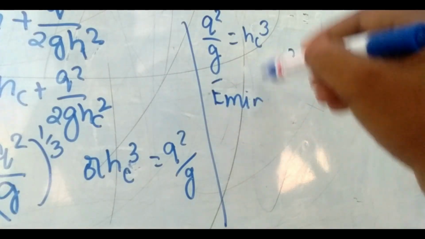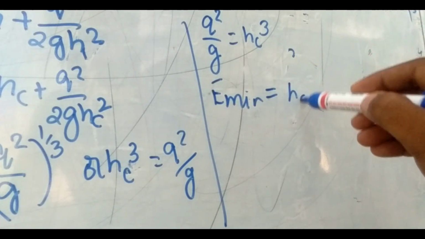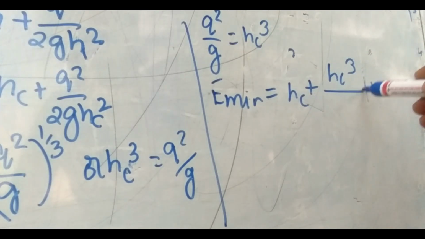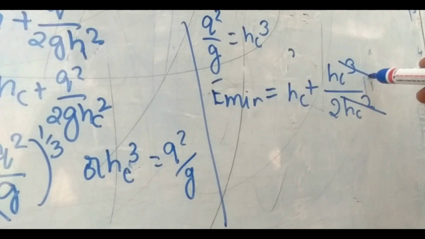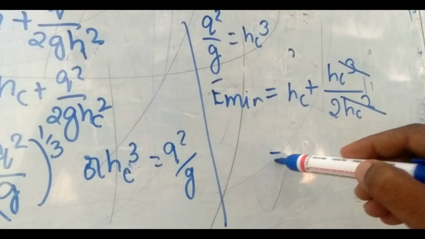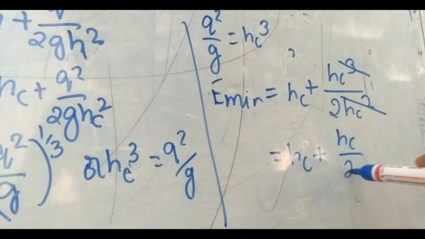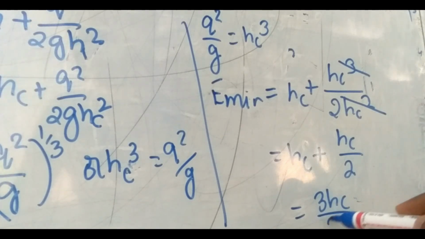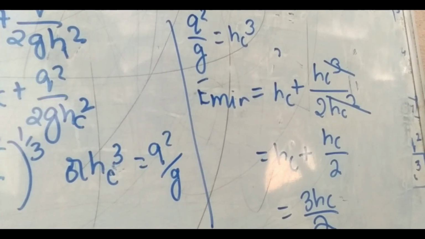E minimum is equal to Hc plus Hc cubed divided by 2 Hc square. So this will cancel, giving Hc plus Hc by 2, which is equal to 3 Hc divided by 2. So this is the final equation. Thank you very much.